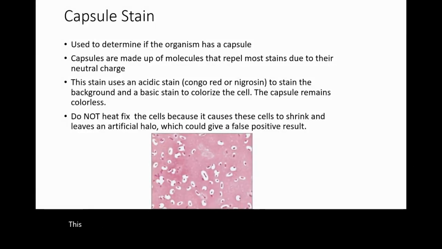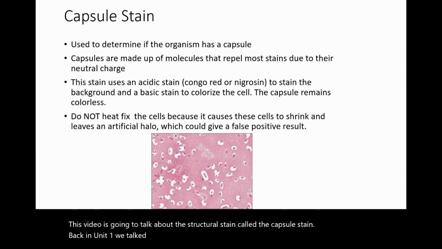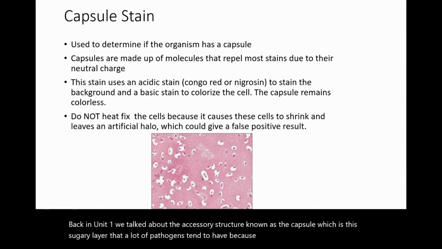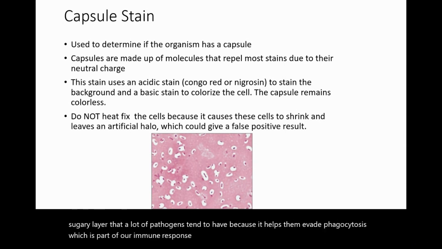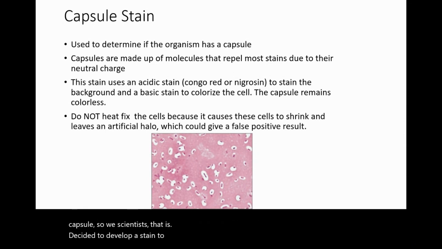This video is going to talk about the structural stain called the capsule stain. Back in Unit 1, we talked about the accessory structure known as the capsule, which is this sugary layer that a lot of pathogens tend to have because it helps them evade phagocytosis, which is part of our immune response. So it's very advantageous for a bacteria to have a capsule. So we, scientists that is, decided to develop a stain to determine whether or not an unknown organism has a capsule.